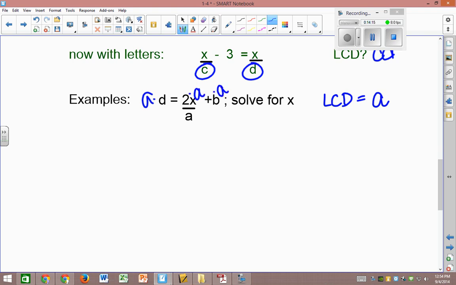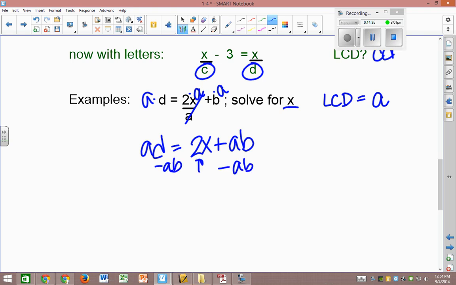Okay. So in the front, I have AD. Then in the next one, the A's cancel, and I'm left with 2x. And then I have AB. Remember the goal: get x by itself. Isolate the term with x, so I'm going to subtract AB. Now, I can't really subtract AD and AB because they're different, so we leave it.